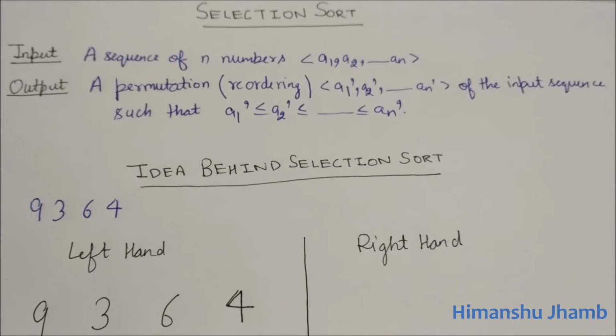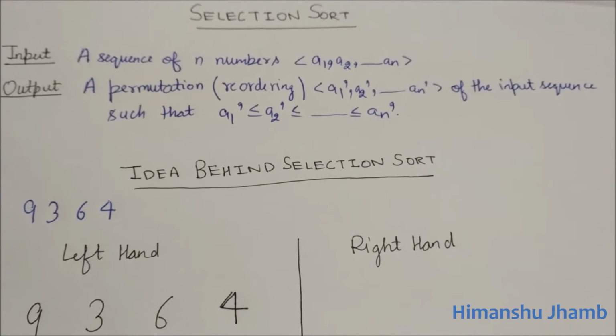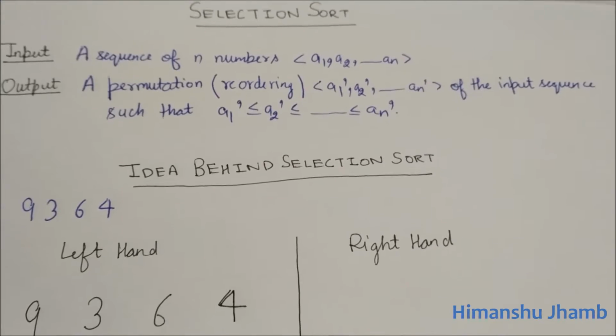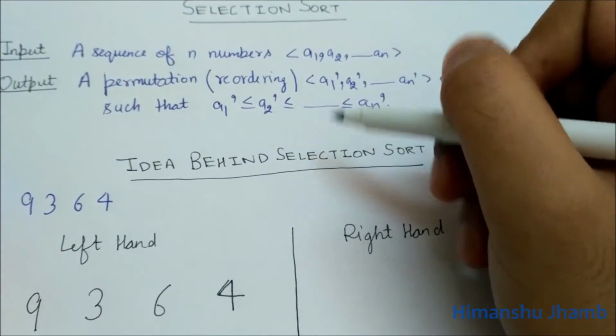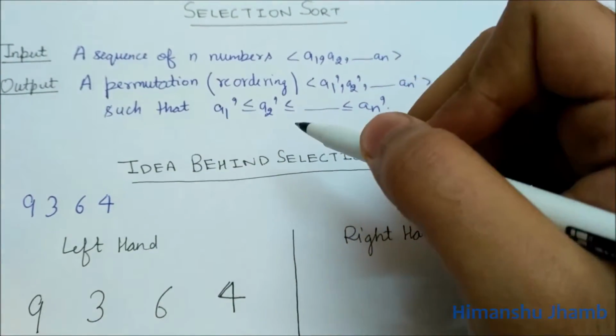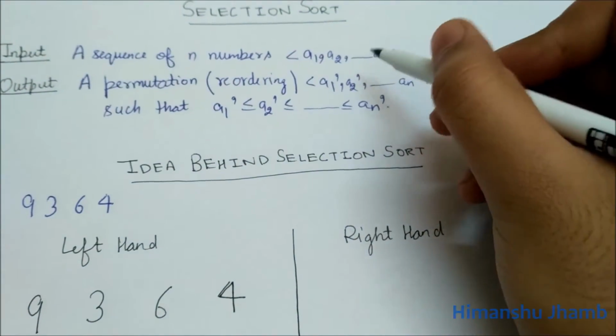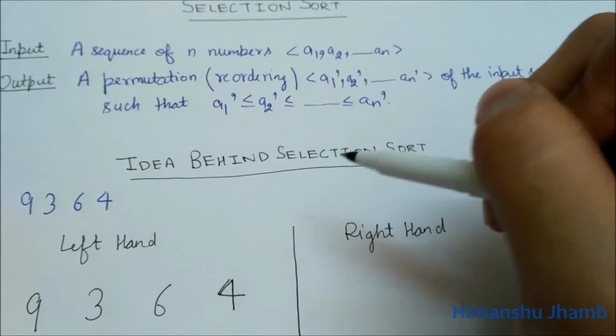Hello guys, we will be discussing selection sort in this video. So what would be an input for selection sort? Input for selection sort would be a sequence of n numbers, and what we would get in the output would be the permutation of this sequence that would be arranged in ascending order.